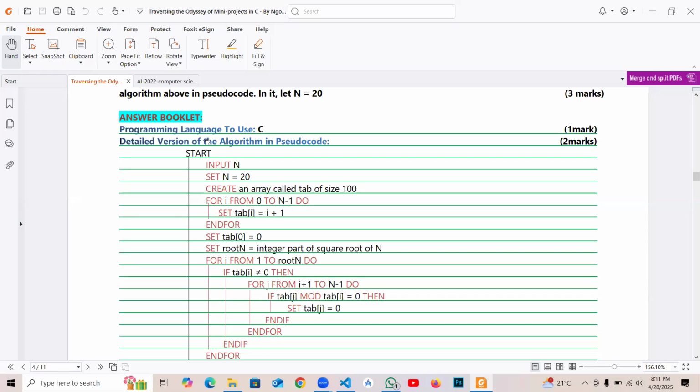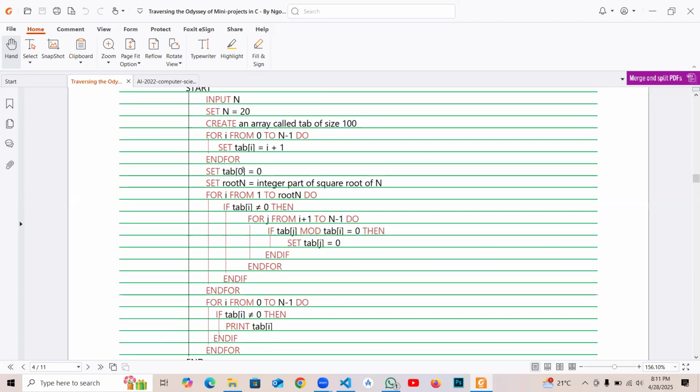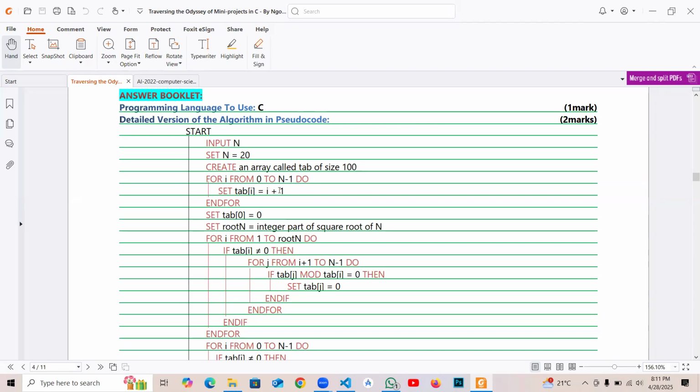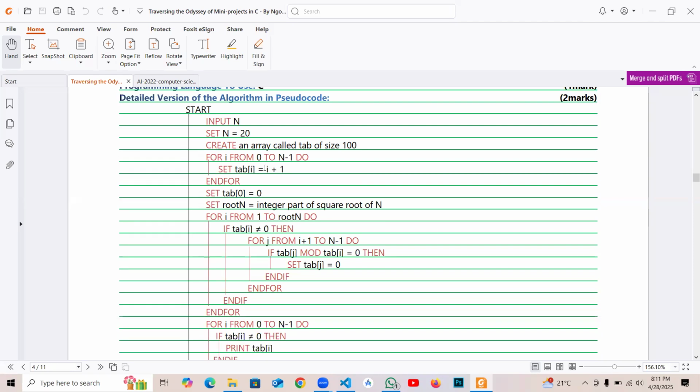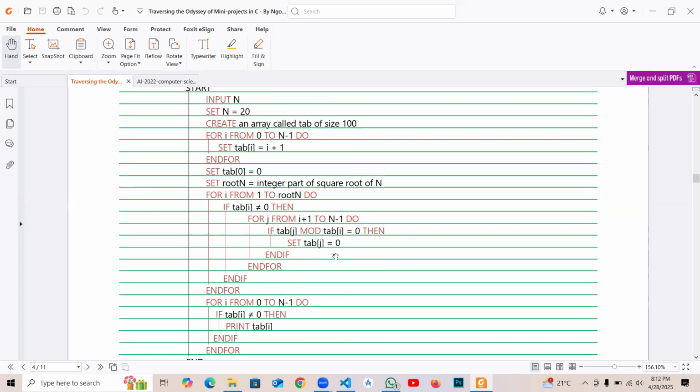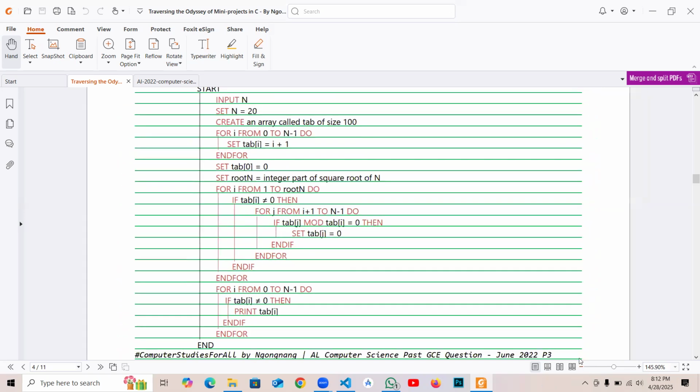Then a detailed version of the algorithm in pseudocode. This is actually crazy because you cannot write this kind of algorithm for 2 marks. To me, it's crazy. But what should we do? It's already an exam, and we are focused on the understanding and the knowledge and not on the marks overall. So here, I beg to reduce my size a bit so that you can see the whole program at once.